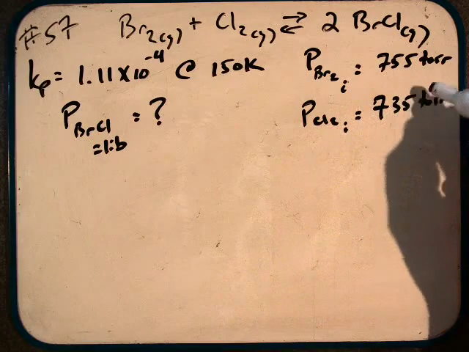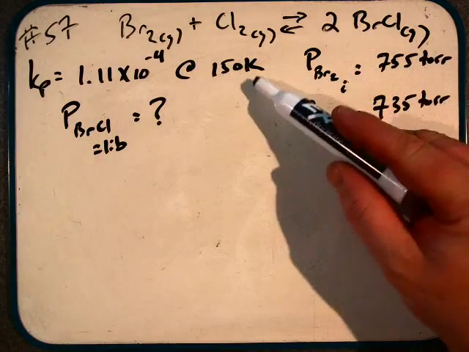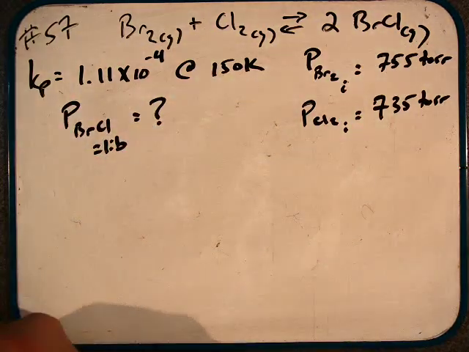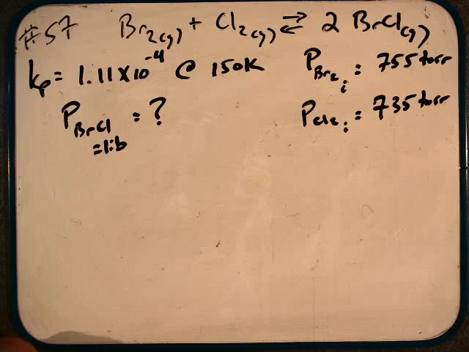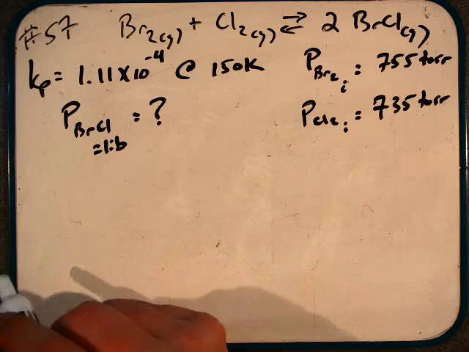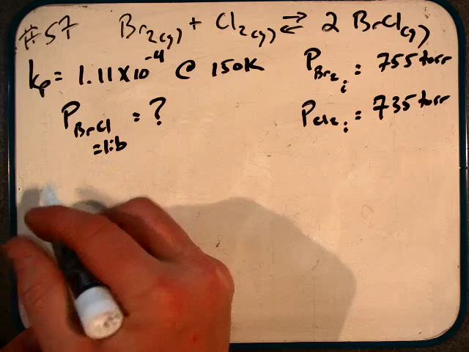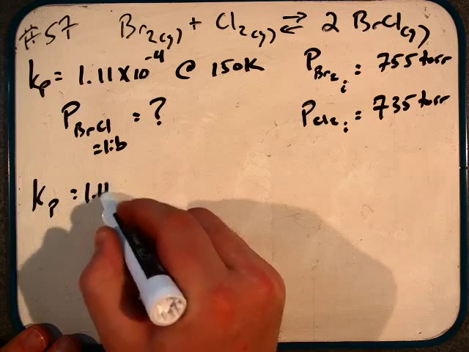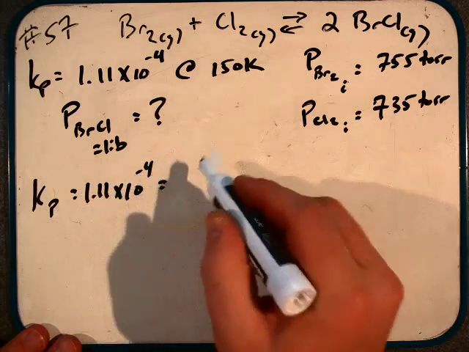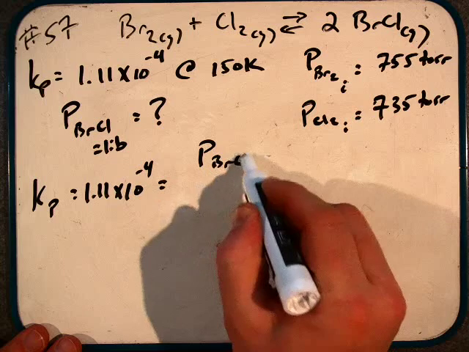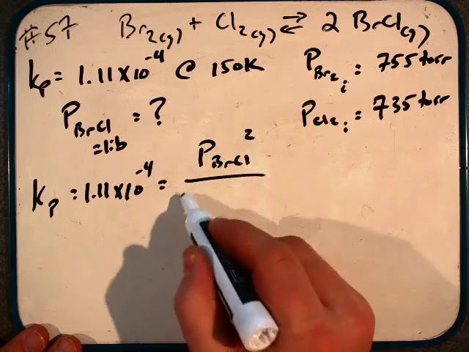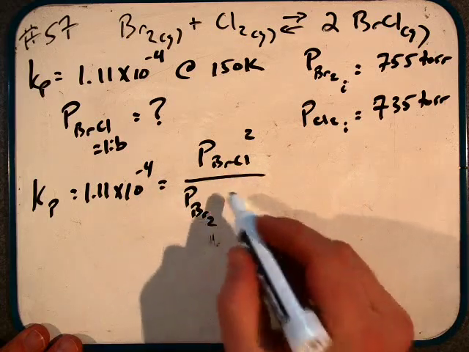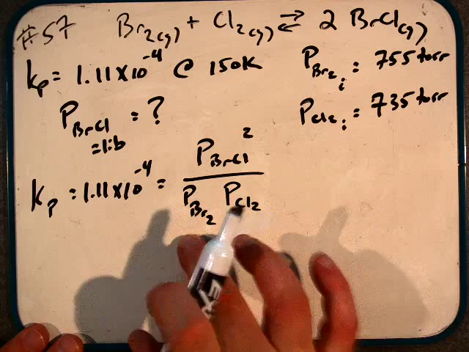So we're given some initial pressures. We're given an equilibrium constant at a temperature, and we want to figure out what the equilibrium pressure would be for our product. And so we first should write what our equilibrium constant is going to be equal to. That equilibrium constant would be equal to the pressure of our BrCl squared over our pressure of our Br2 times the pressure of our Cl2.